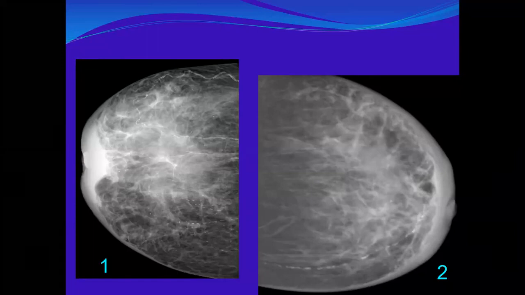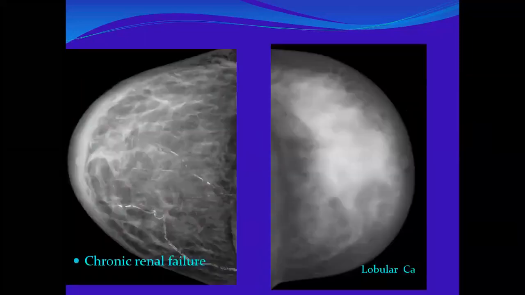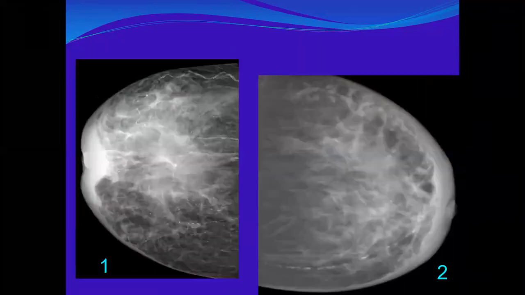So no more use of the word density. Okay. Global asymmetry. Yes. So what's your impression? With nipple inversion, you are going to report it as BIRADS 4C. Even this one is chronic renal failure. We are going to report it as BIRADS 4 until proven there is no cancer. Okay. So this will be reported as.